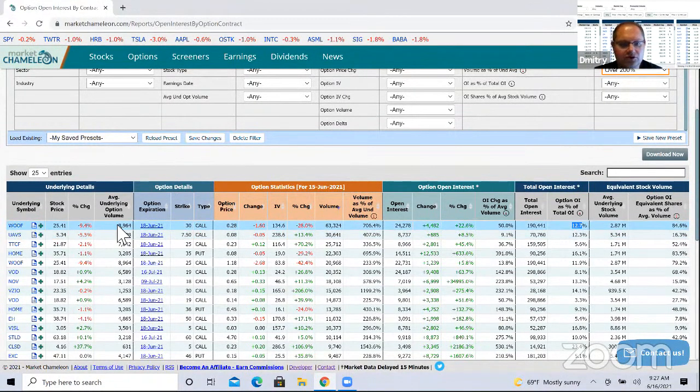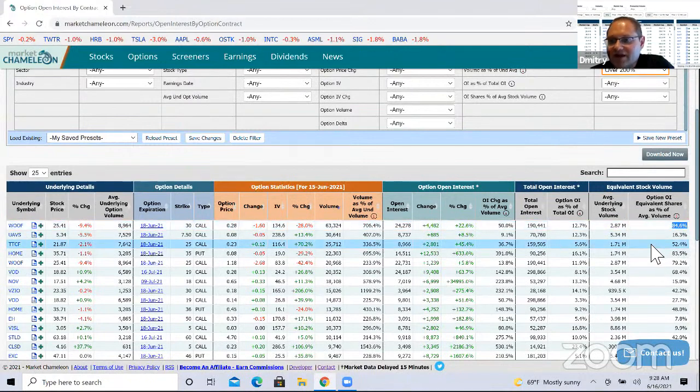So what if Wolf went back up and crossed the 30 strike and these became exercisable, converted to stock? Well, on average, Wolf trades 2.87 million shares of stock per day, right? So that's the average stock volume. If all these options became exercisable, that would represent 84% of the average daily stock volume, right? So that's pretty significant, because 84% of the stock volume is potentially right there exercisable in these options.